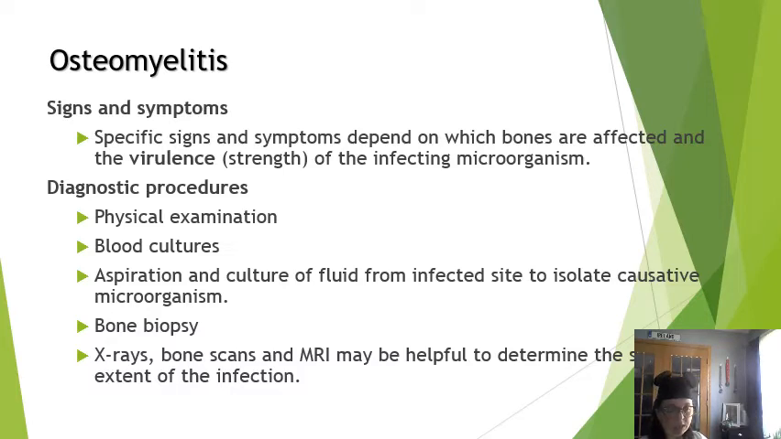To diagnose, there is a physical exam, blood cultures, and aspiration and culture of any fluid from infected sites to try and isolate and identify that organism of concern. Bone biopsies can be done for the same purpose. For scans, we have X-ray, bone scans, and MRIs. They can be used to determine the extent of infection and possibly narrow down a site. This is helpful, I'm sure, in the hands and feet, when there are so many small bones that could potentially be involved.